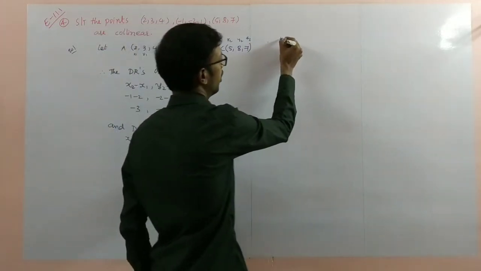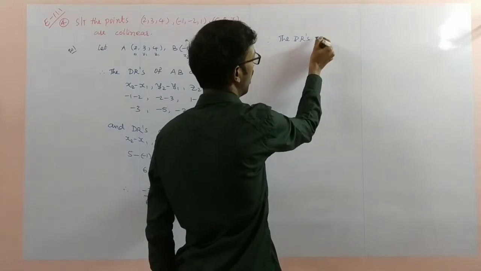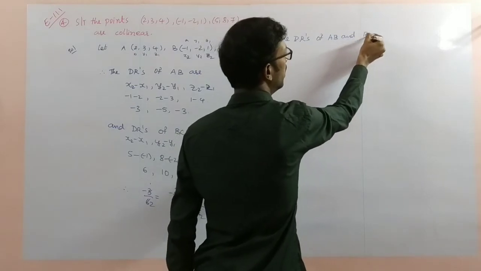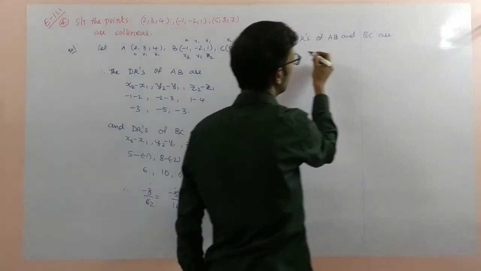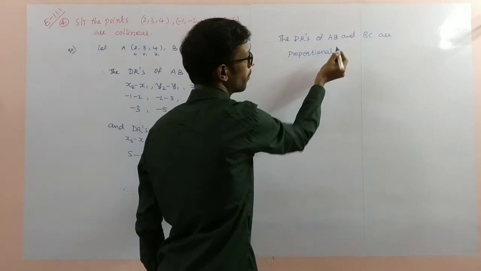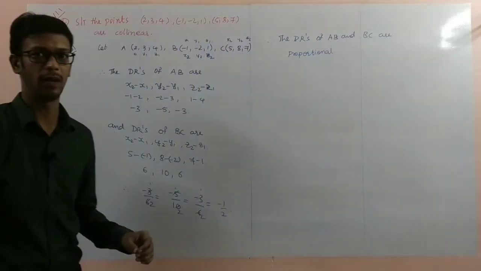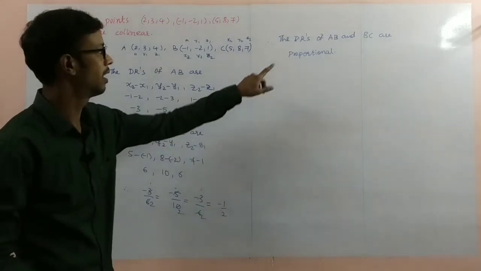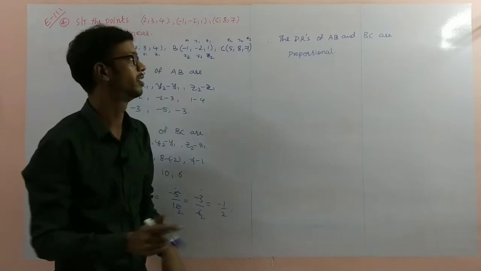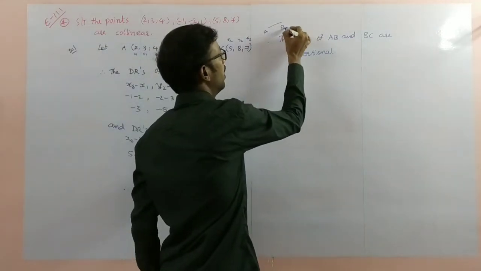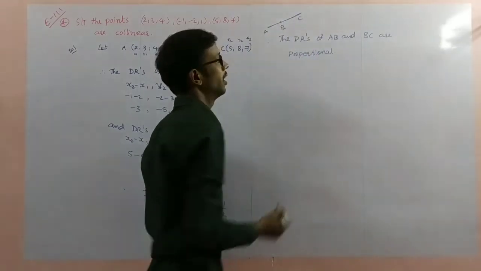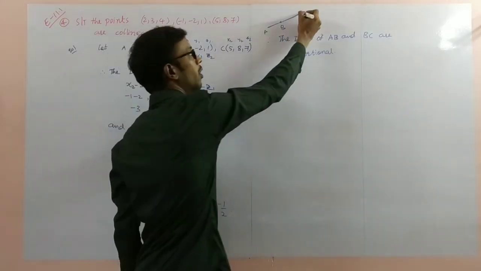Therefore the direction ratios of AB and BC are proportional. Direction ratios proportional means the lines should be parallel, but AB and BC have a common point. This is AB and BC. A common point is there, and they are parallel. That means the lines should be collinear. The 3 points should be collinear.